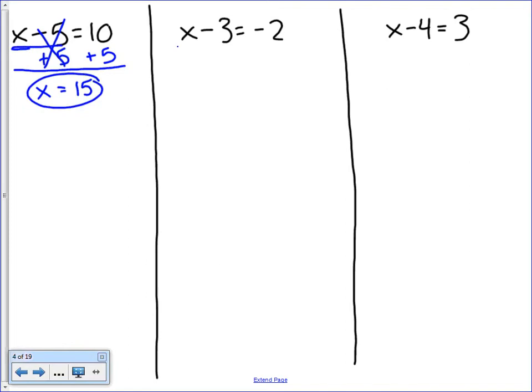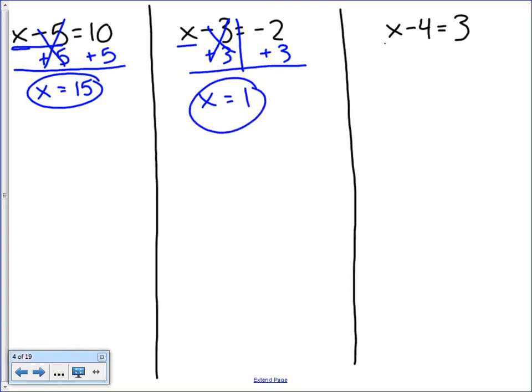Next one here, get the x, isolate that. So we're going to add 3 on both sides. So the 3's are going to cancel. I have an x on the left side, and negative 2 plus 3 will give me a 1. x equals 1. Next one here, get rid of that 4, isolate the variable, so we're going to add 4 on both sides. So the 4's will cancel, x on the left side, and 3 plus 4 will give me a 7.